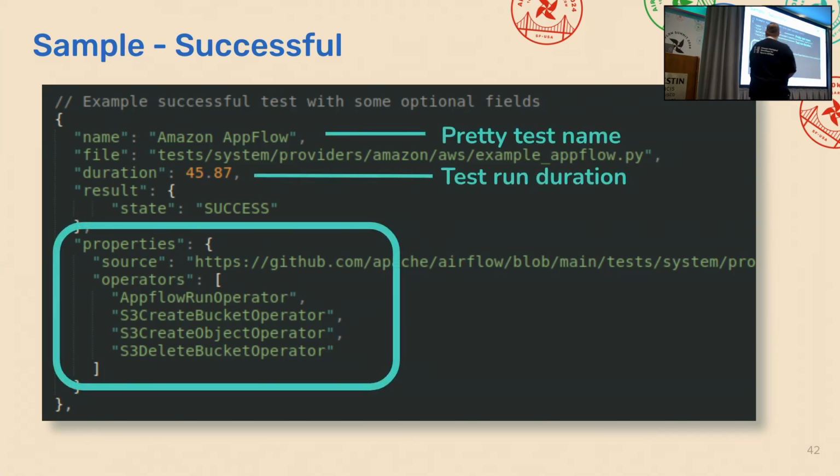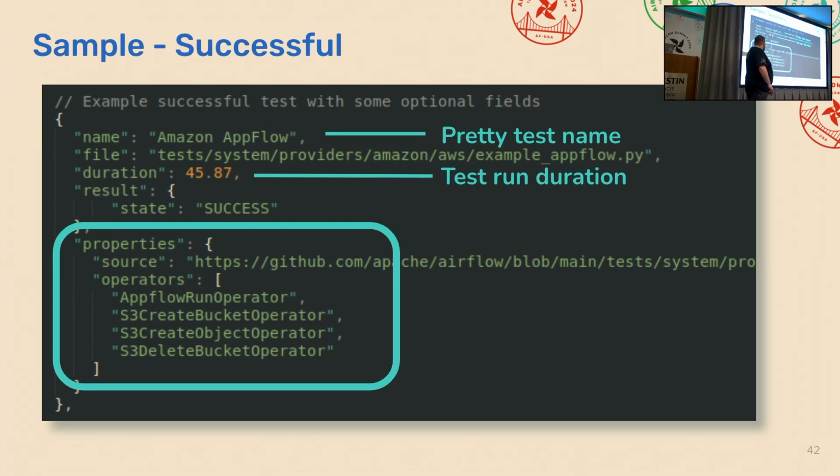And here's an example of a slightly more detailed successful run. You can see here at the top line, we added a pretty name. That would be like the display name. How long it ran, we're going to standardize. They'll all be in milliseconds, just so they're all standard. And then I threw in some examples here of what might be included in properties. So we can see here a link to the source code for the system test. Seems like a useful thing.